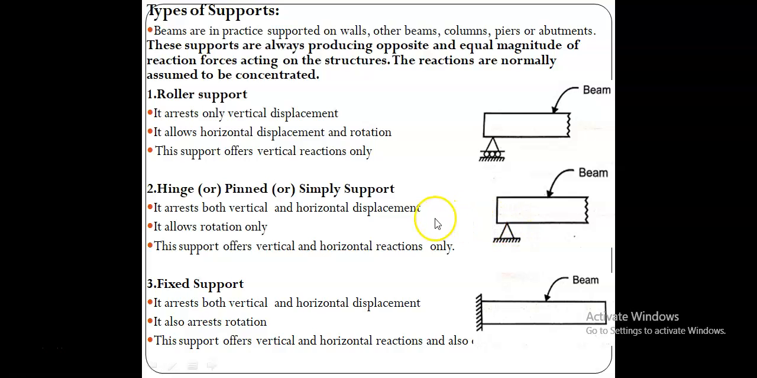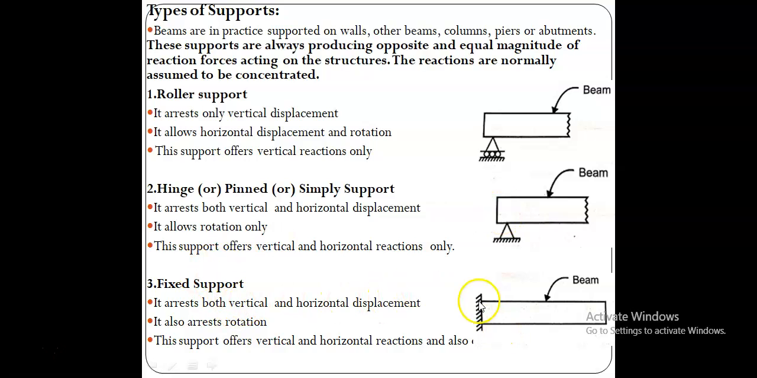Like that, if I give a lateral force, it doesn't move, because the support is giving a lateral resistance. There is no horizontal displacement at this support, so it allows rotation only, and therefore the support allows only rotation. Okay, this support offers vertical and horizontal reactions. So both vertical, because it doesn't allow the vertical displacement as well as the horizontal displacement, and therefore it is offering the vertical and the horizontal reactions both.